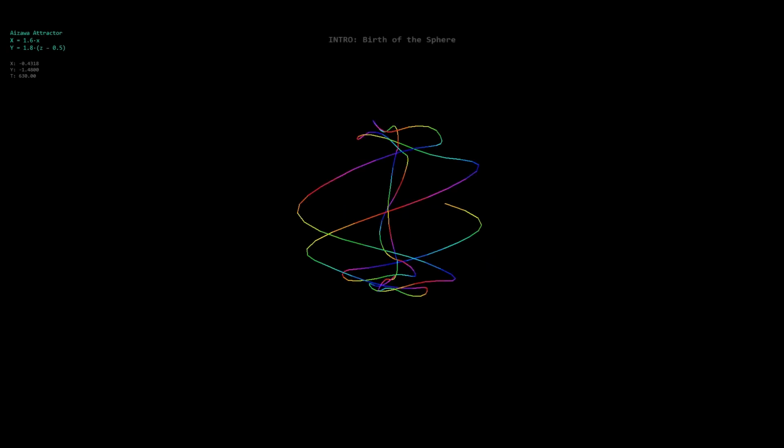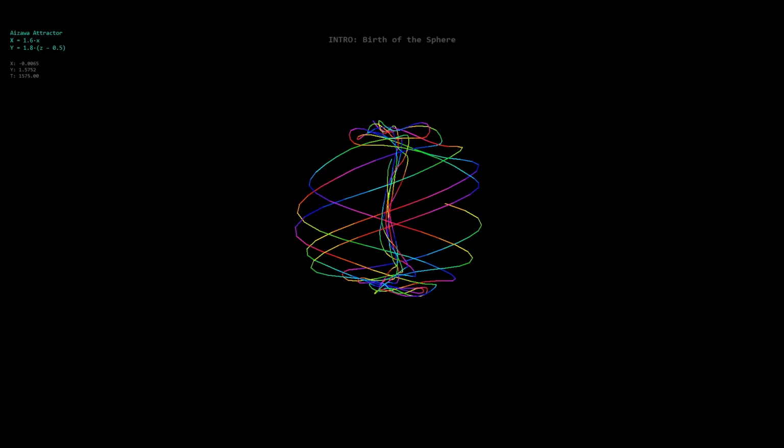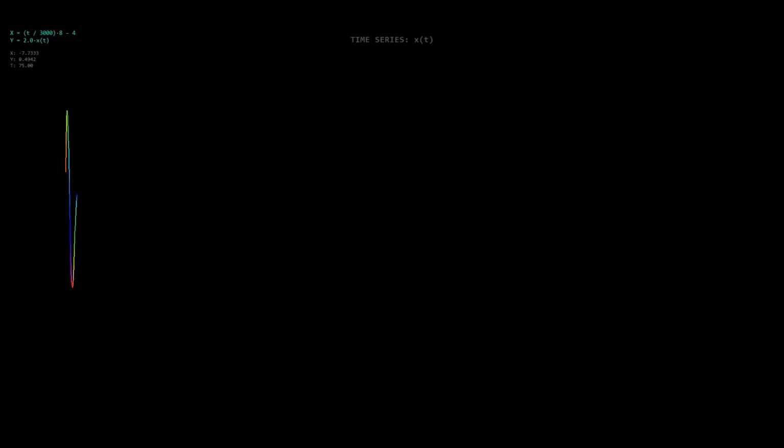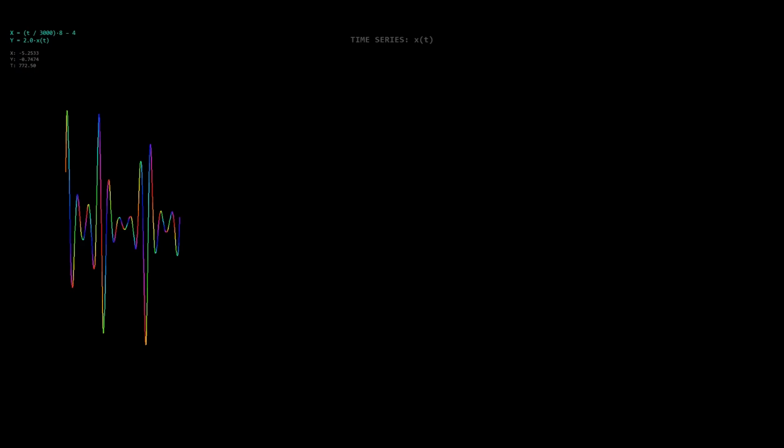Today's visualization explores the Aizawa Attractor, a remarkable form of spherical chaos. Although it looks like a glowing, breathing shell, everything you see is the path of a single point moving according to three nonlinear differential equations.